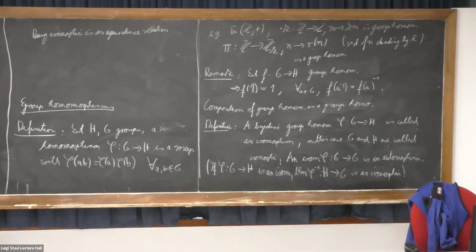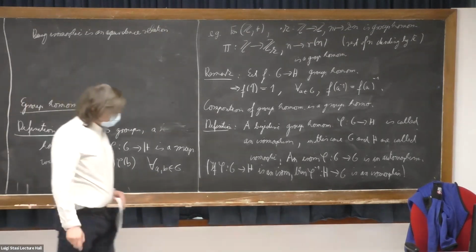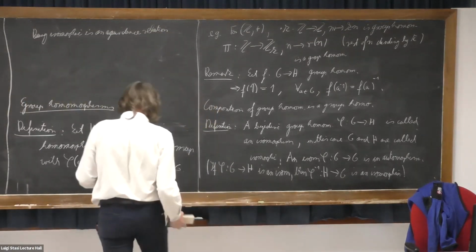And so in some sense, if two groups are isomorphic, that means for all reasonable means and purposes, they are the same. They have the same properties. Okay.